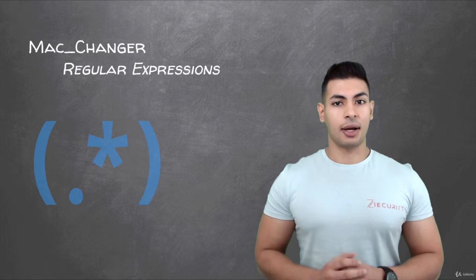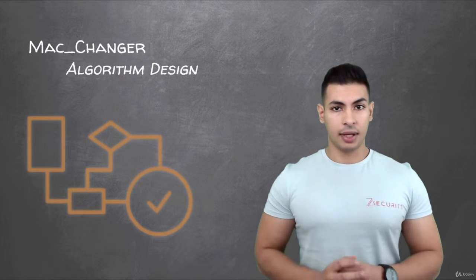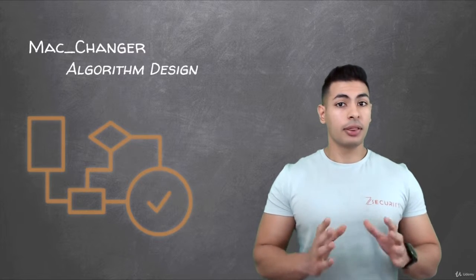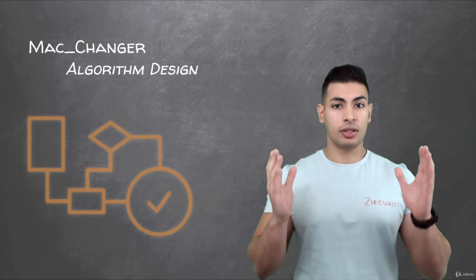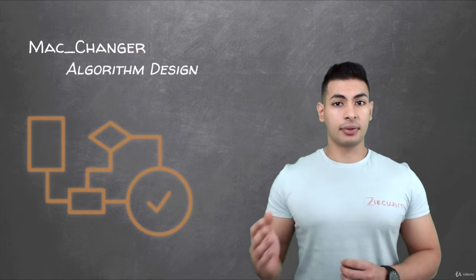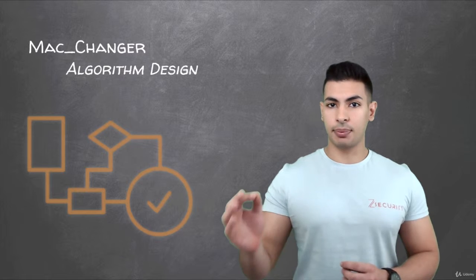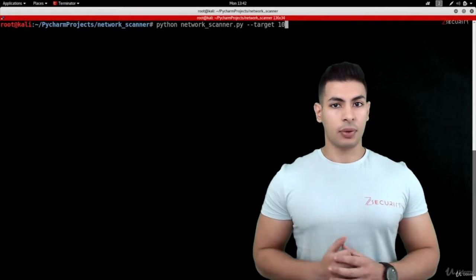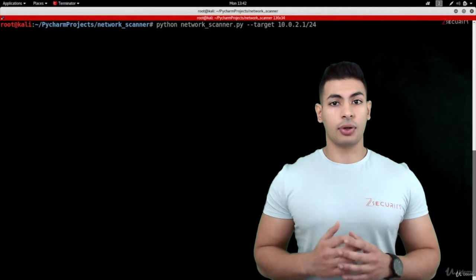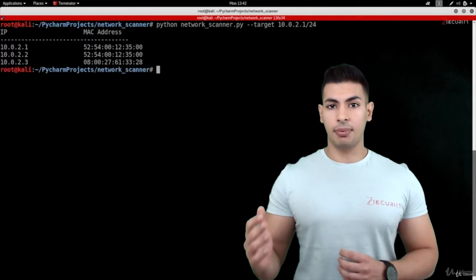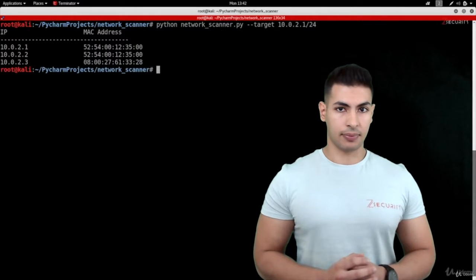In here, you'll learn how to properly model a problem, write an algorithm to solve this problem, and then write Python code to implement this solution. Once we have the basics covered, we're going to start writing a little bit more complex programs. So we'll start with a network scanner, which is a program that can discover all clients connected to the same network and display their IP address and MAC address.